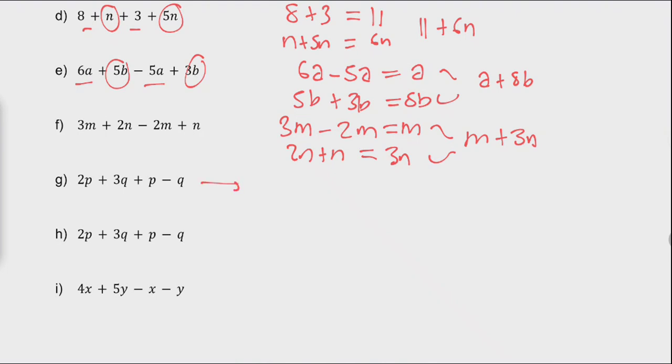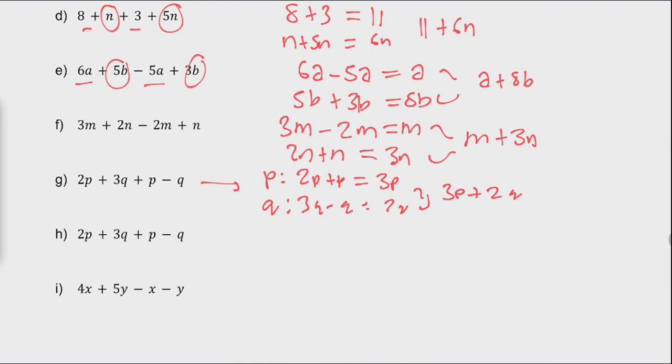Okay, and then for G, 2p plus 3q plus p minus q. What are like terms? Well, we've got p and we've got q. Let's look at p first. So 2p plus p is equal to 3p. 3q minus q is equal to 2q. So overall, that's going to be 3p added to 2q.